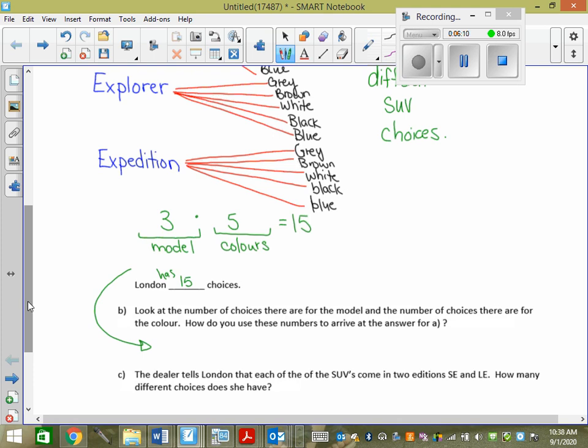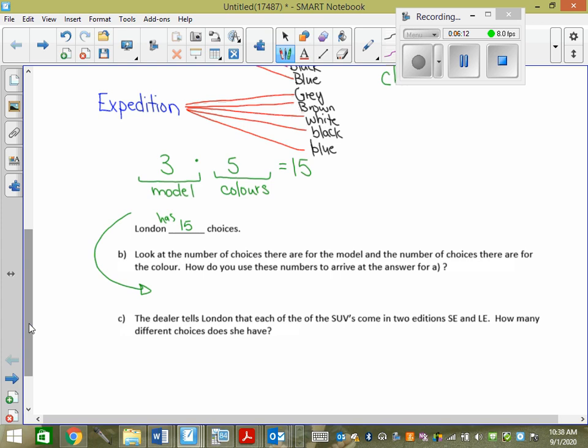Now for C, it says that the dealer tells London that each of the SUVs comes in 2 editions, SE and LE. So now how many choices would it be? 30. Yeah. Because you would have your model, which there were 3, times your color, which there was 5, times your edition, because you get 2 more branches off of each of those answers, right? We had 15 answers before. I know each of those 15 answers would get 2 more branches. So we get 30.